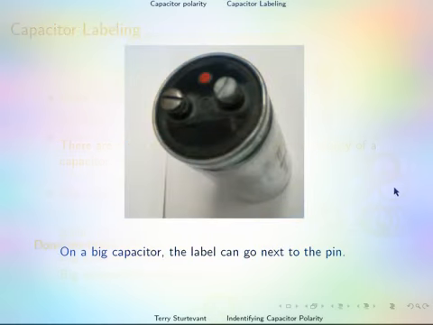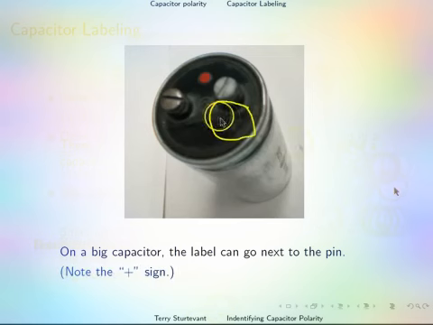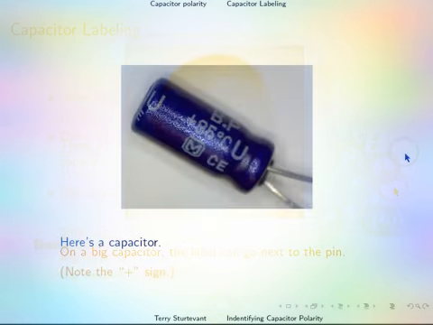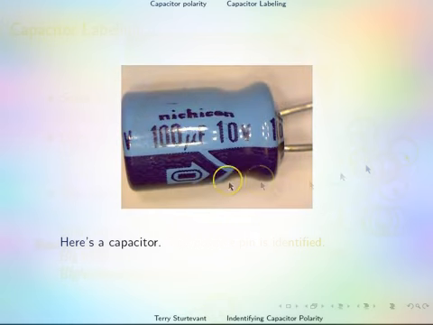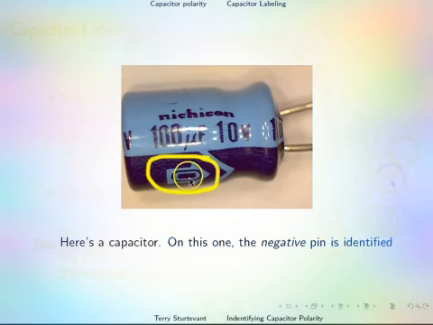Capacitors are labeled in different ways. On a big capacitor, the label can go next to the pin. Here you see the plus sign next to the positive pin. Here's another capacitor. Notice there's a positive sign here, so that means that the pin that's closest, which is this one, is the positive pin. Here's another capacitor, and we see a negative sign, so that means the closest pin to it, this one, is the negative pin.